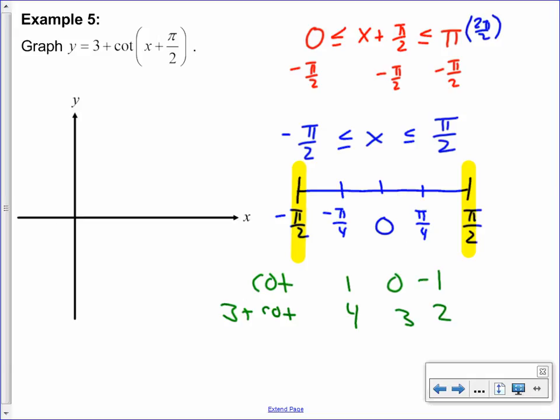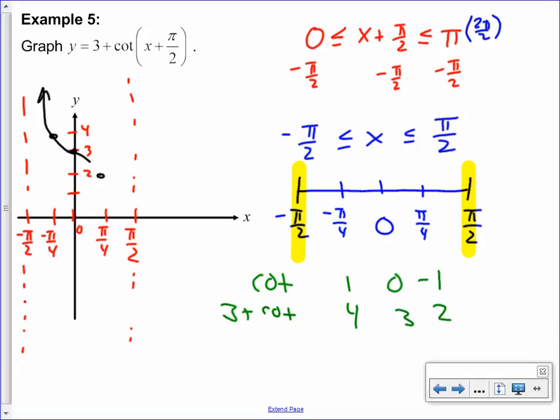We graph. And I don't know why I didn't give myself enough room. And then pi over 2. So 4, 3, 2 goes something like this. So pretty. It's so pretty.